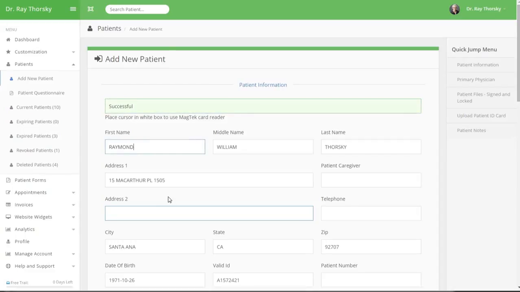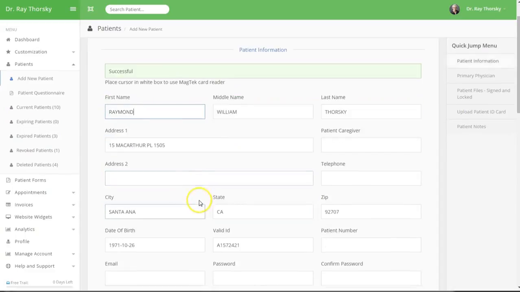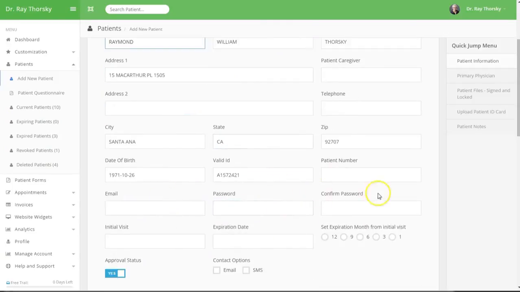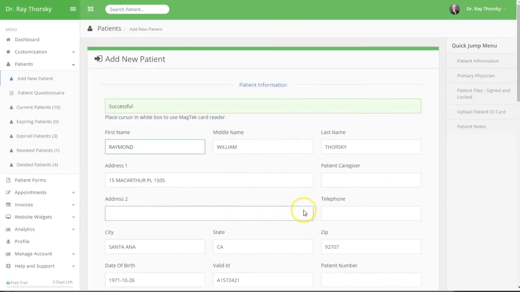and you'll see we successfully scanned all the pertinent information off the ID card, including the name, address, city, state, zip, date of birth, and the valid ID number. And that saves a lot of time when entering new patients into the system and makes sure everything is accurate. That is the Magtek Reader.